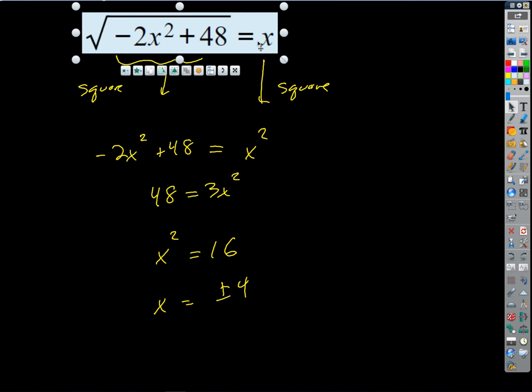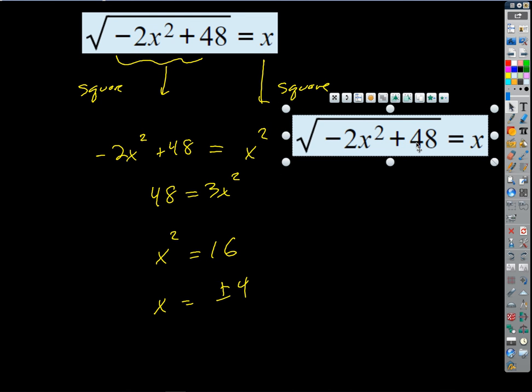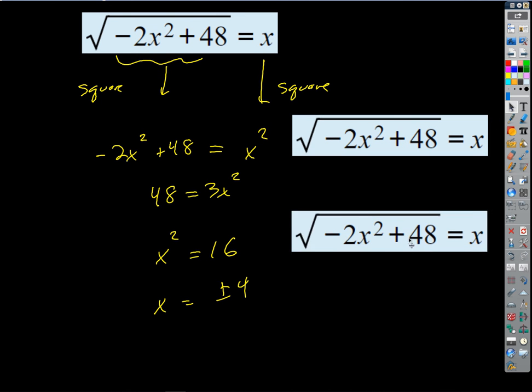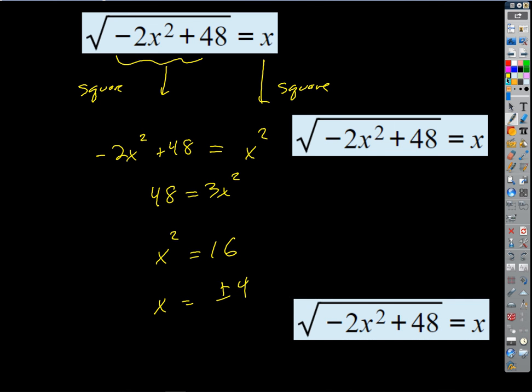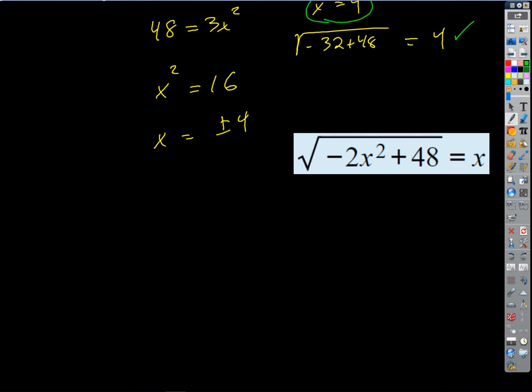Right, so if we try the plus 4, what do we get here then? That's going to give me the square root of -2 times 4 squared is -32 plus 48, it's 16. 16. Is that equal to 4? It is. Yeah, it is. So that one is good. So x equals 4 works. Let's try the other one.